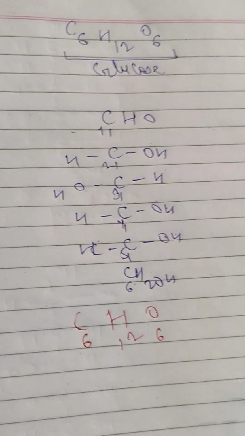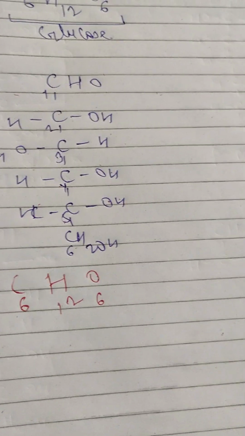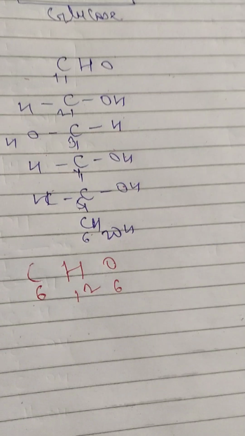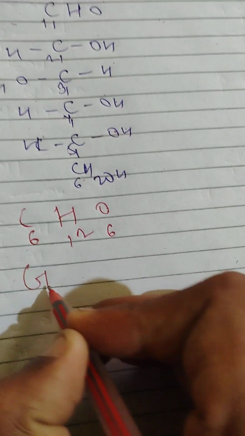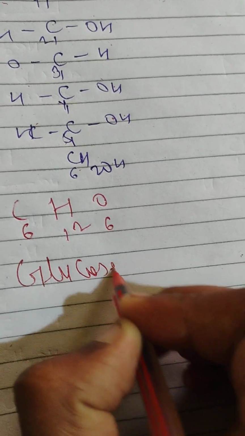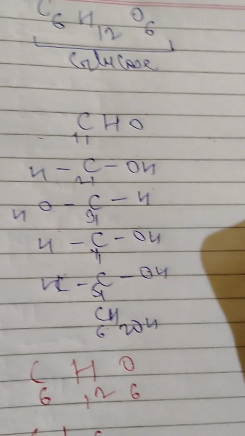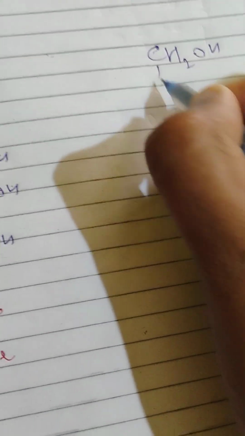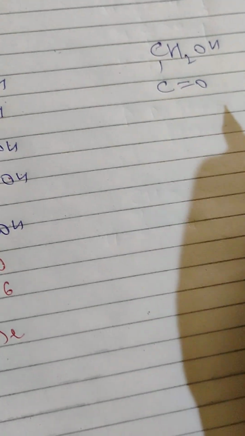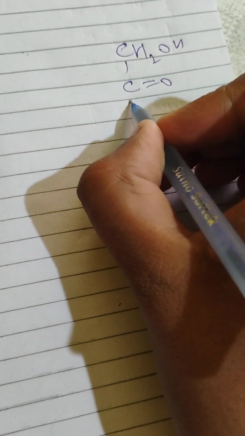Same we have to make for fructose. Okay, so this is what? This is glucose. So just name it over here. This is the glucose. Okay, now fructose we have to make. So we know the functional group of fructose is what? So CH2. Functional group of ketone. The functional group of fructose is ketone.